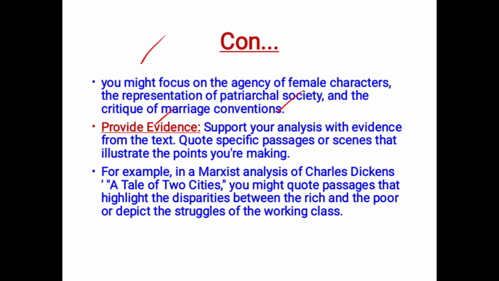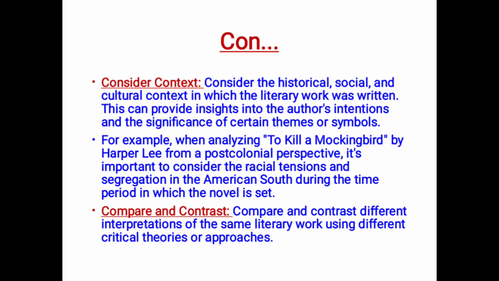Then we have the point, provide evidence. It's also important that you must have evidence. Support your analysis with evidence from the text. It means the things you are going to prove should be present in the text. Those quotations, those words should be in that text. Quote specific passages or scenes that illustrate the points you are making. For example, in a Marxist analysis of Charles Dickens' A Tale of Two Cities, you might quote passages that highlight the disparities between the rich and the poor or depict the struggles of the working class.